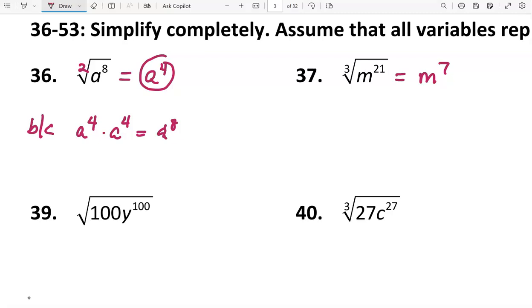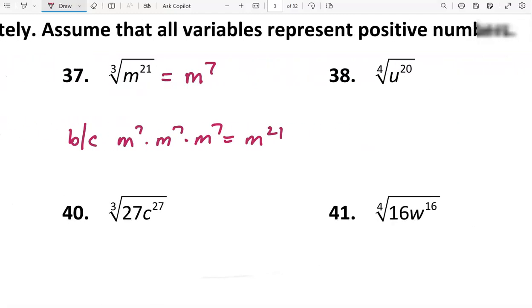Again, the index of the radical divides into that exponent. But if you're thinking about y, that would be because m to the 7th times m to the 7th times m to the 7th is m to the 21st power.